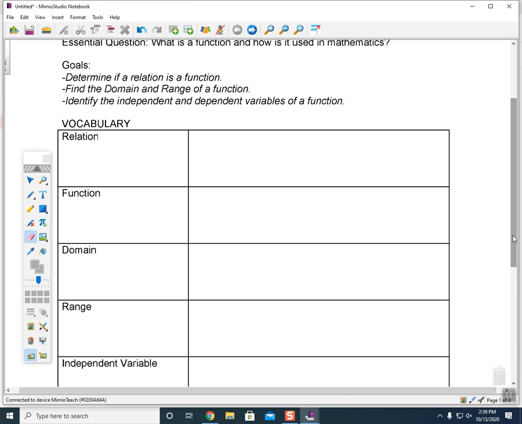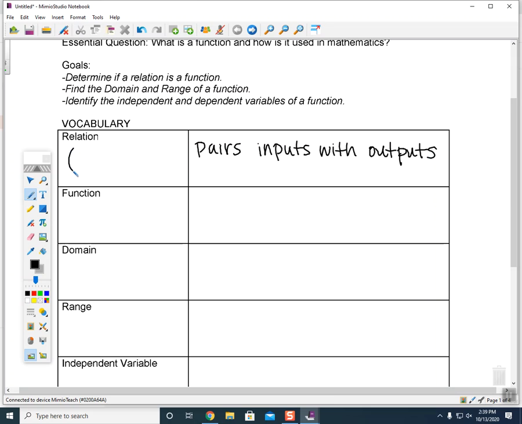The first one is relation. So a relation, what it does is it pairs inputs with outputs. So the most common way that we would see this is with the point on a graph, right? So if I have a graph and I'm trying to figure out what the point is, it looks like this, right? X, Y surrounded by parentheses. What that tells me is that this is a relationship between X and Y. So it pairs an input with an output.